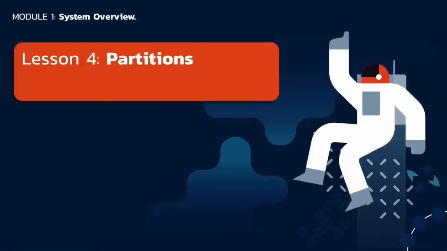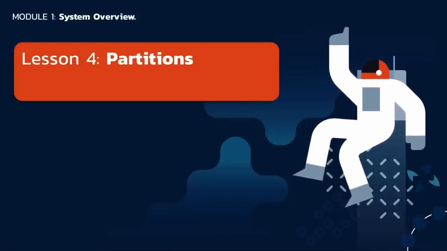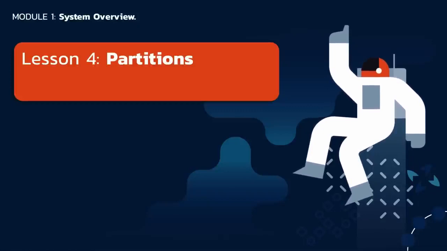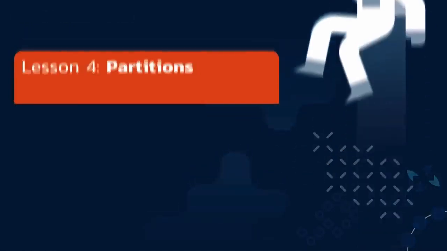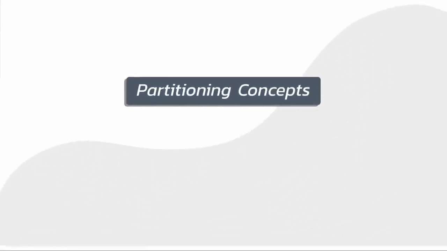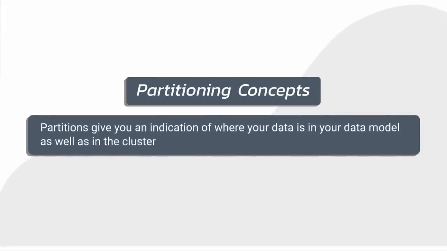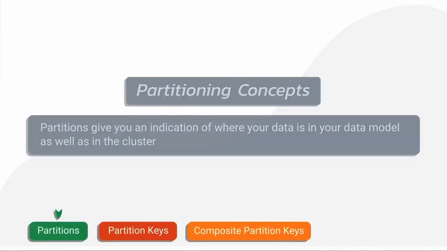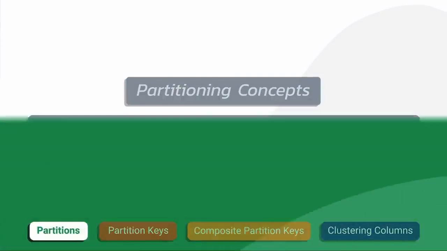Upon completing this topic, you will be able to learn about the basic concepts of partitions, table partitions, partition ordering, partition distribution, and partition storage. To truly understand data modeling, you must master partitioning concepts. Partitions give you an indication of where your data is in your data model as well as in the cluster. We will go through some of these concepts in depth: partitions, partition keys, composite partition keys, and clustering columns.